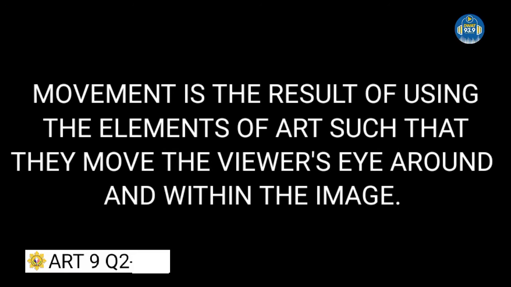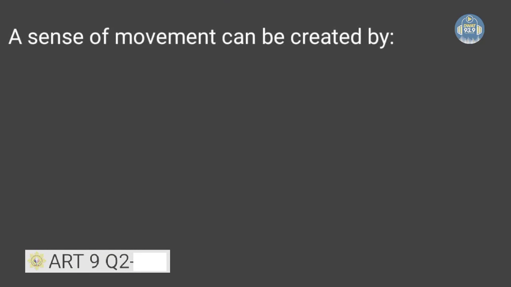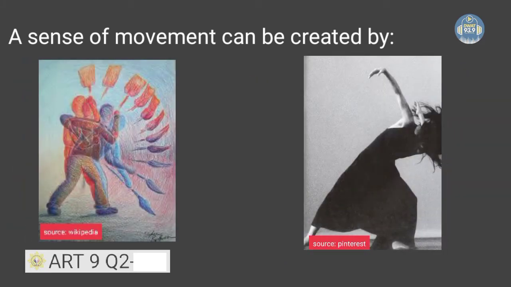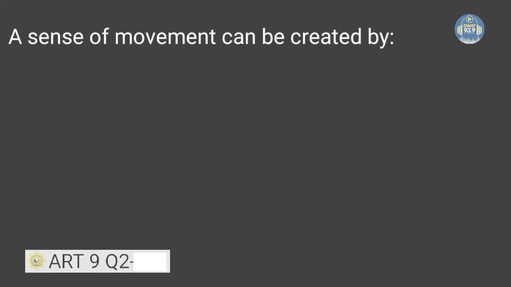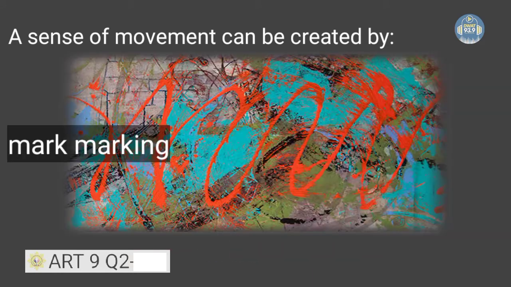Moreover, movement is the result of using the elements of art such that they move the viewer's eye around within the image. A sense of movement can be created by diagonal or curvy lines, either real or implied, by edges, by the illusion of space, by repetition, and by energetic mark making.